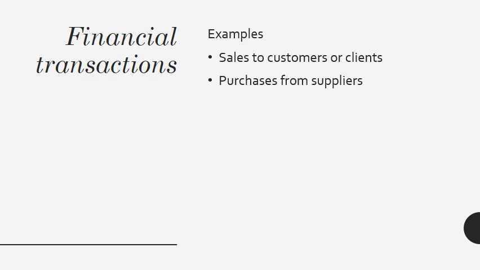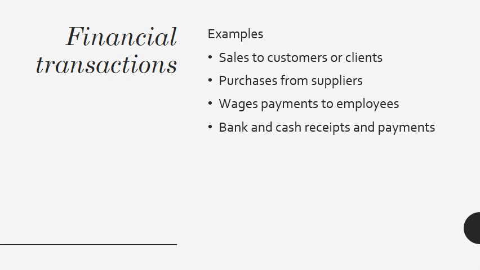So let's go through those different stages in turn. First of all, we have financial transactions. Well, these will include things such as sales to customers or clients, purchases from suppliers, wages payments to employees, as well as bank and cash receipts and payments, as well as petty cash receipts and payments.